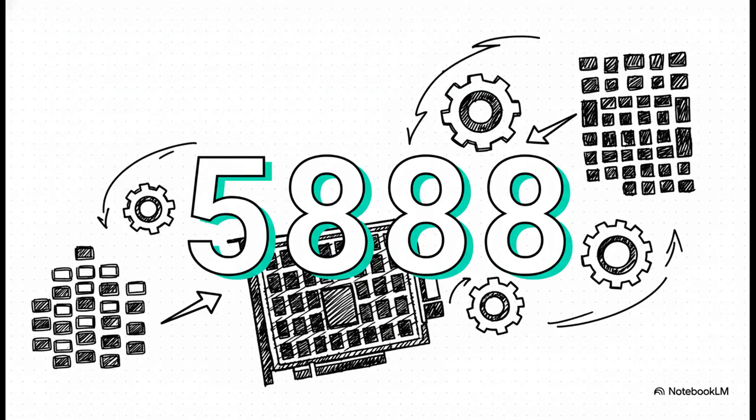But then you glance over at the RTX 4070 and you see this number, 5,888 CUDA cores. Now that's more than 1,500 more than the 4060 Ti. This is the engine. This is the raw muscle that does all the heavy lifting.